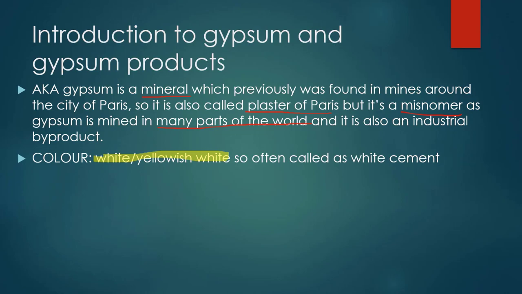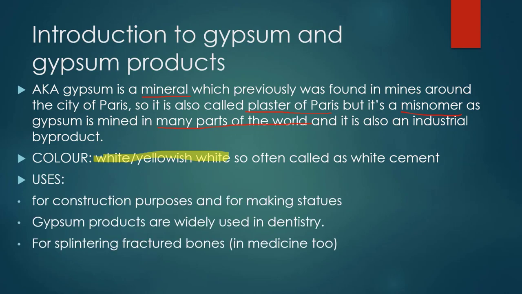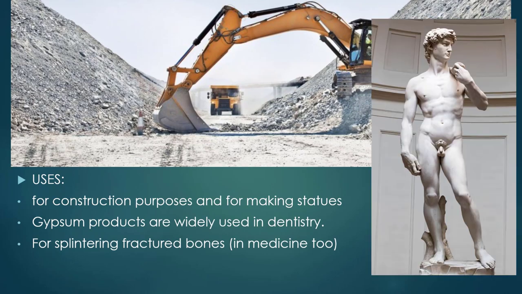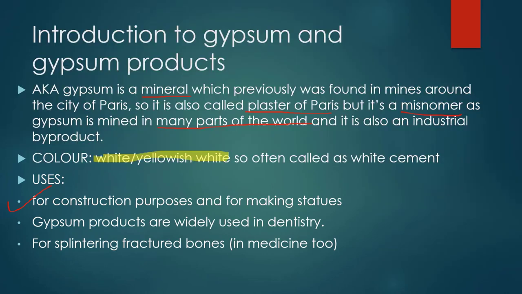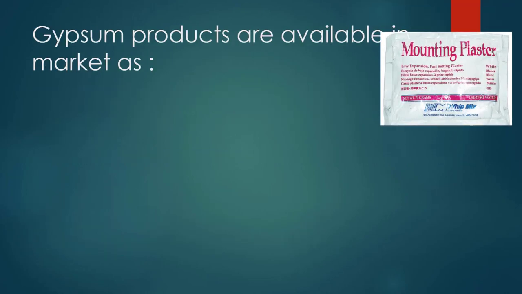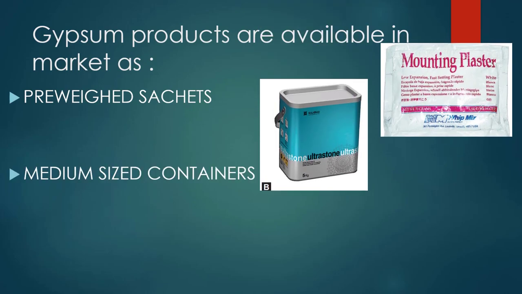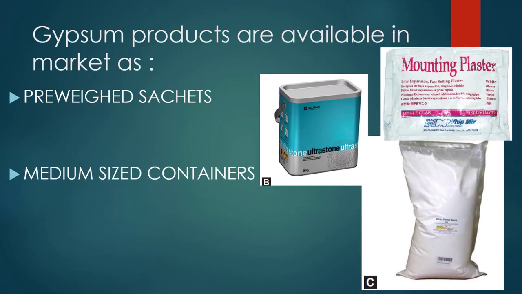For centuries, gypsum has been used for construction purposes and for making statues. The products of gypsum are widely used in dentistry. And besides dentistry, gypsum is also used for splinting fractured bones in medicine. Gypsum products are supplied in a wide variety of forms. They are available in the market as pre-weighed sachets, in medium-sized containers, or in large bags or sacks.